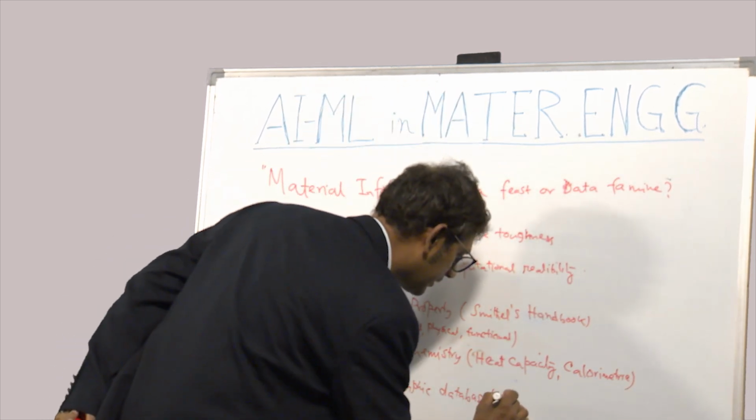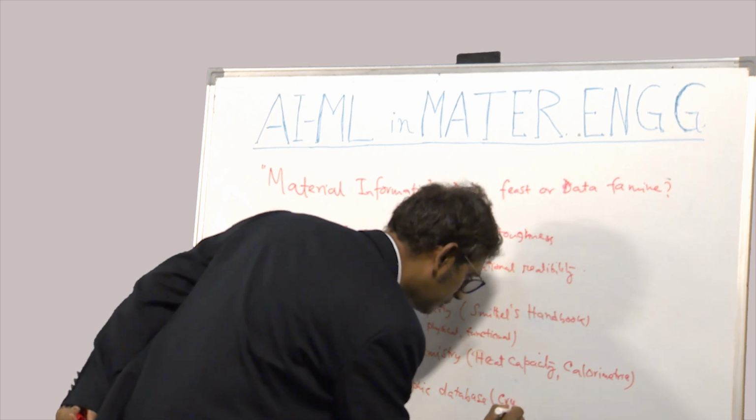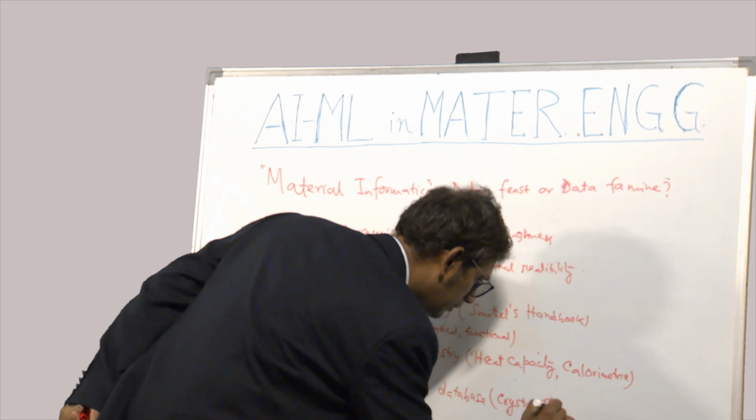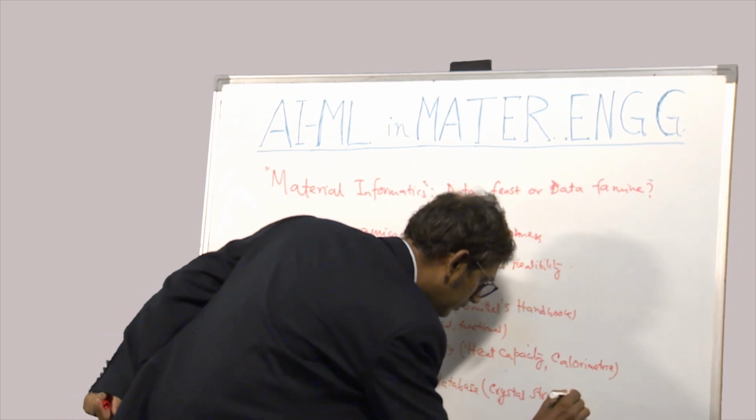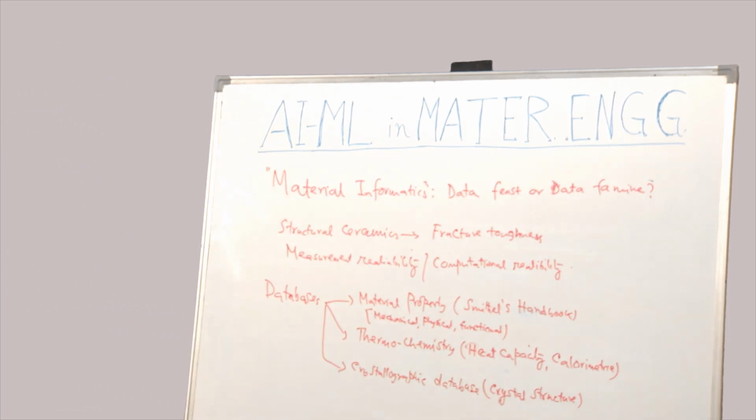Crystallographic databases mean crystal structure. You know that there is a book called Pearson Handbook of Crystallographic Databases, that is also important. These three are the main informations available to us. Now, if you look carefully at the three, basically there are two databases, the property databases and the thermochemistry databases. Why?